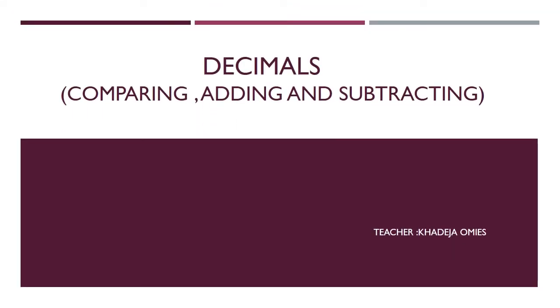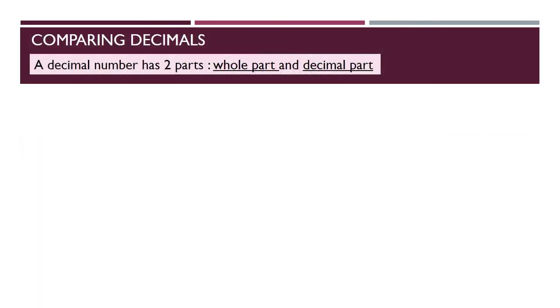How to compare, add, and subtract decimals. A decimal number has two parts, whole part and decimal part. Example: 435.91. 435 is the whole part and 91 is the decimal part.